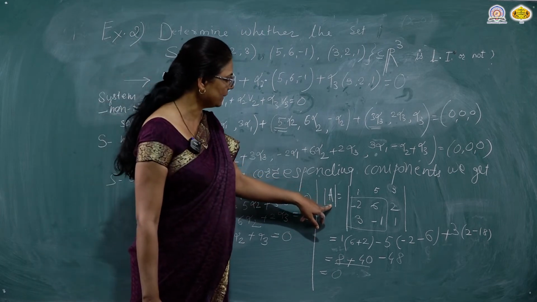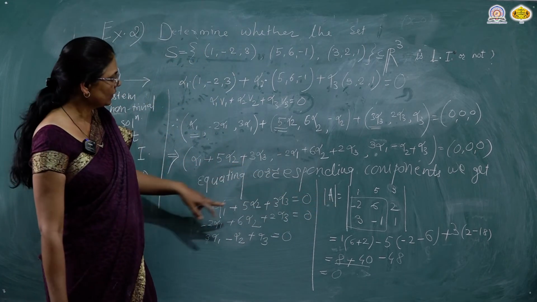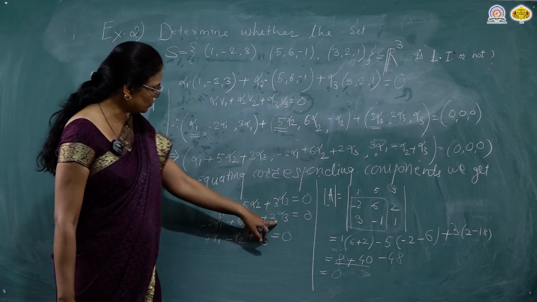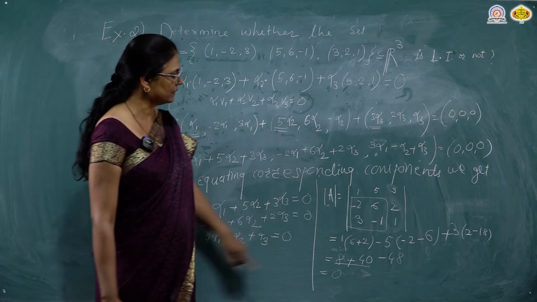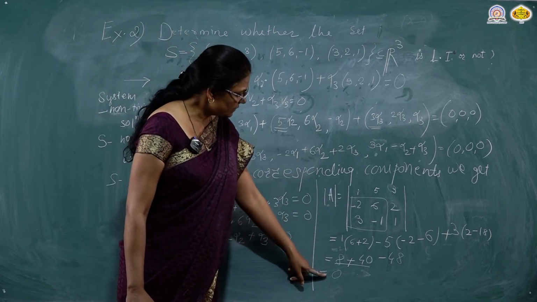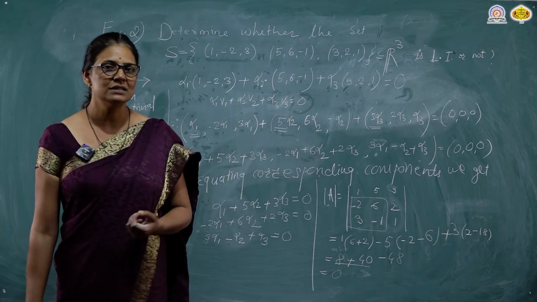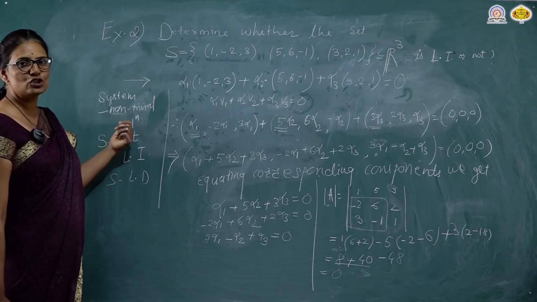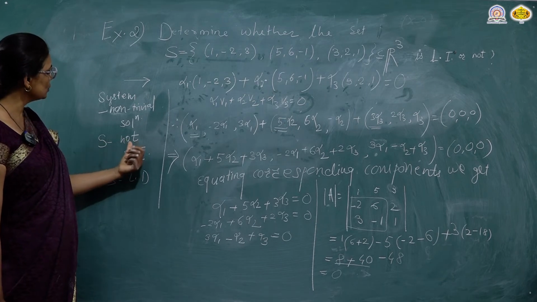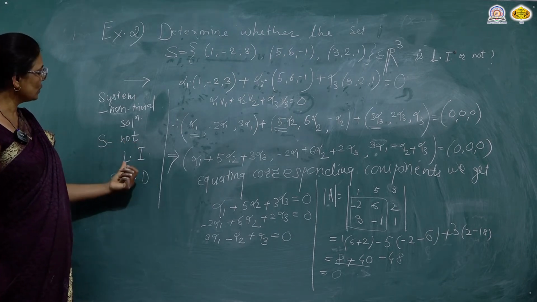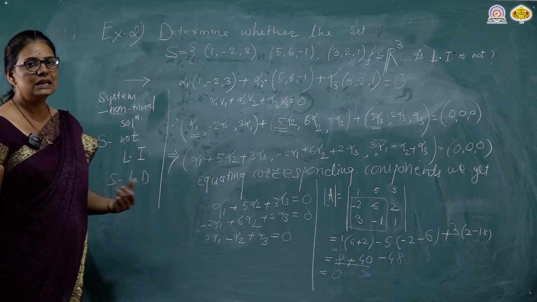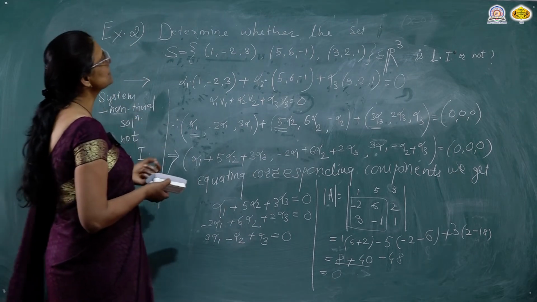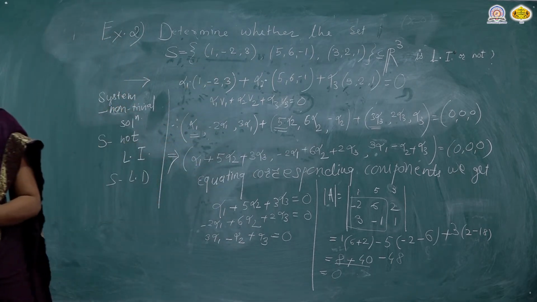So find the determinant of A. A is the coefficient matrix here whose first row is 1, 5, 3, second row minus 2, 6, 2, third row 3, minus 1, minus 1. Just solve this determinant. Since we get the determinant equal to 0, it indicates that the system has a non-trivial solution, a non-zero solution. If the system has a non-zero solution, then the set is not linearly independent, which means it is linearly dependent. Okay, now consider another example which is related to polynomial functions.